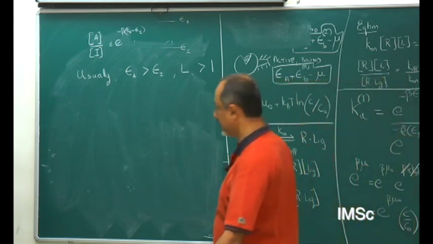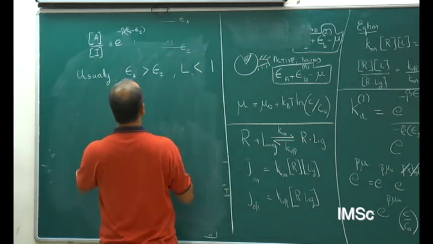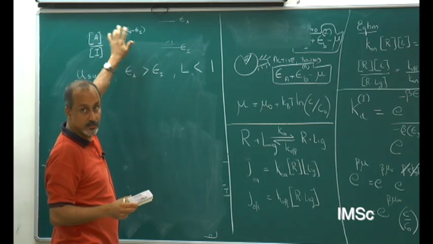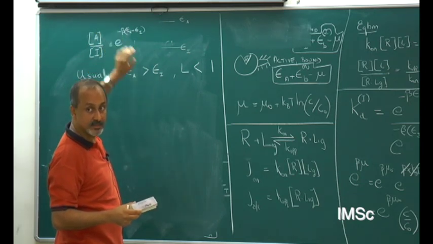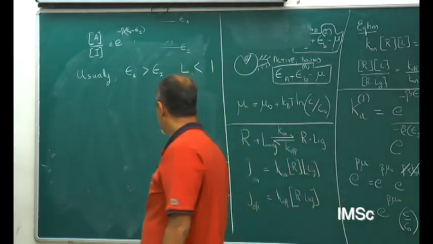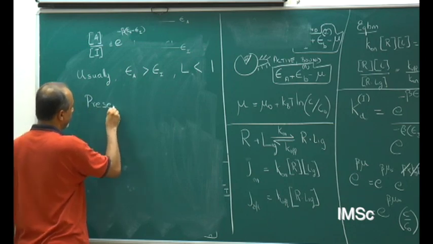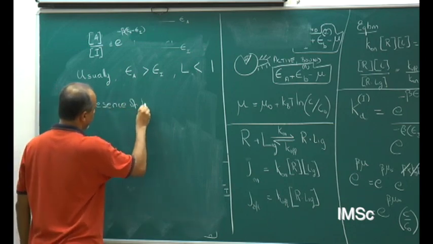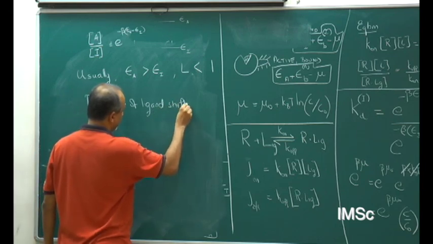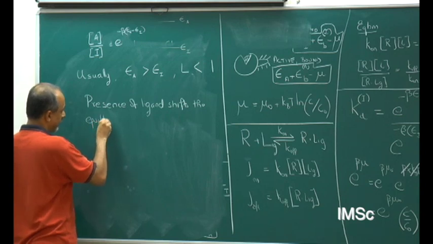No, should be less than 1, right? If epsilon A is greater than epsilon I, this quantity becomes positive. With a minus sign there, minus beta times, it becomes less than 1. Okay? What happens is, the presence of ligand shifts the equilibrium between these states.